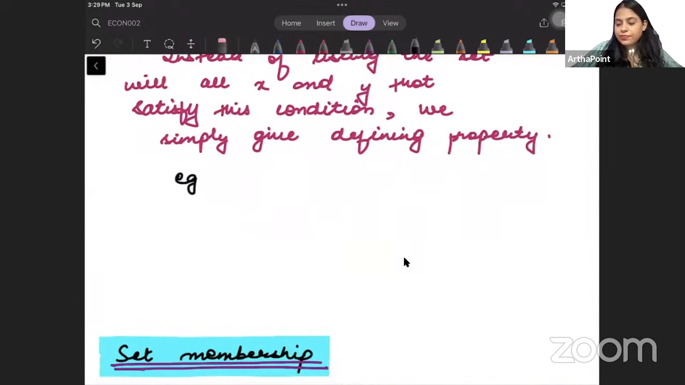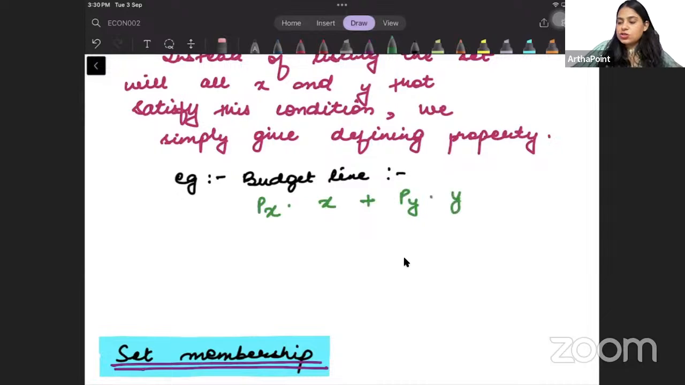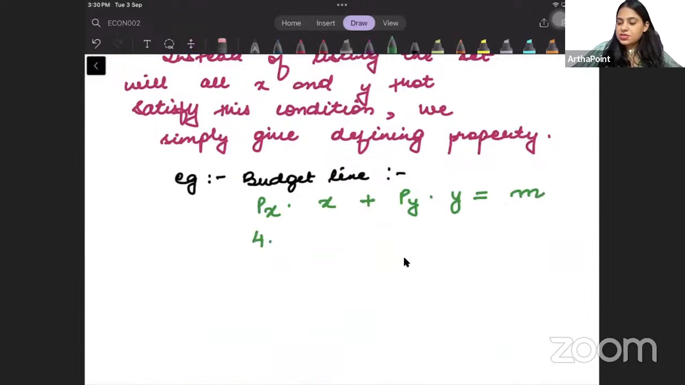For example, if I tell you that my budget line is price of good X into units of good X, price of good Y into units of good Y equal to income of the consumer. Let's say मैंने price of good X लिया 4 rupees into units of good X, price of good Y 5 rupees into units of good Y, income is 100 बेटा. तो what can be the elements in my set?